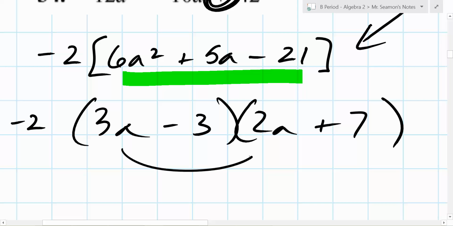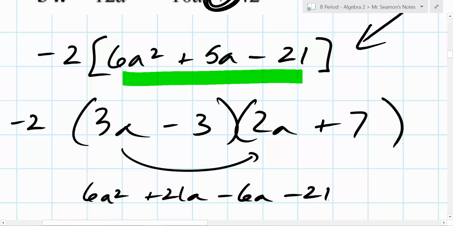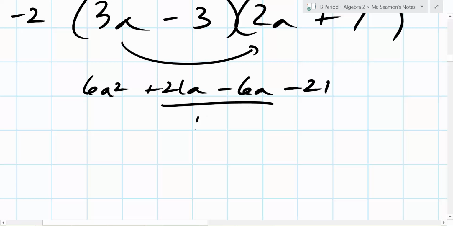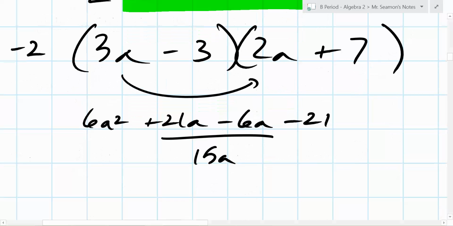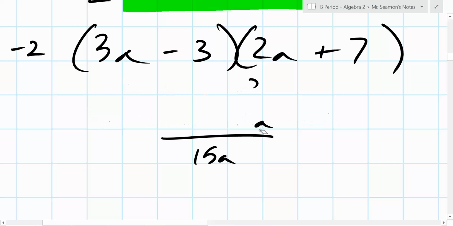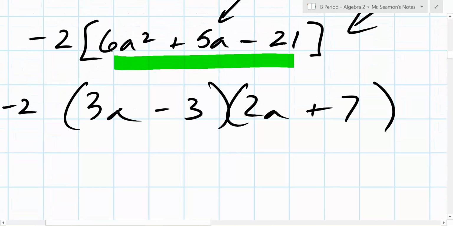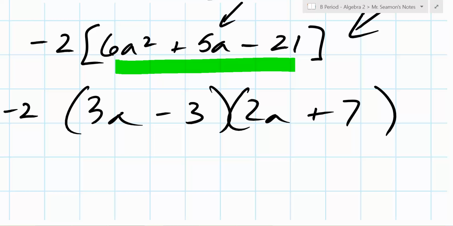Okay. 6a squared plus 21a minus 6a minus 21. What does this come out to be? 15a. Is that what we want there? No, we want 5a. So that doesn't work. What's one thing we could change about this? The 2 and the 3. We could change the 2 and the 3.